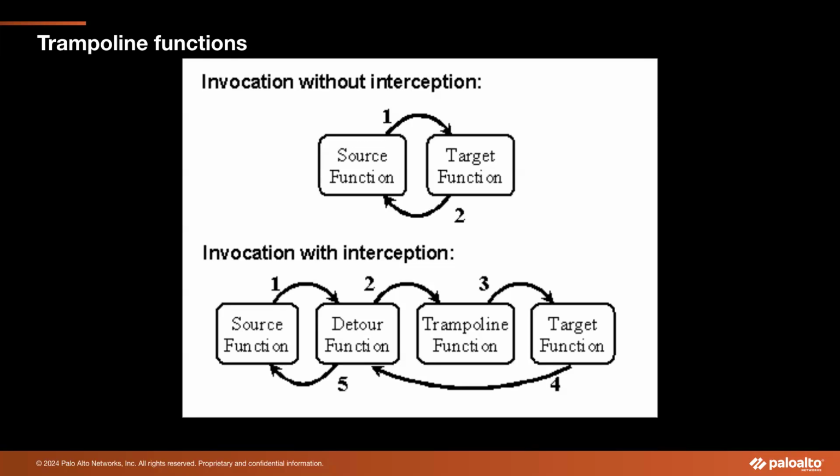In this example, the actual printf, and then it goes again to the Detours function, and then to the source function. So here you can either modify the input that goes to the target function or the output that you receive from the target function before sending it back to the source function. So that's the cool part.